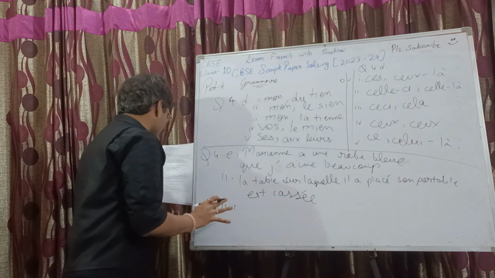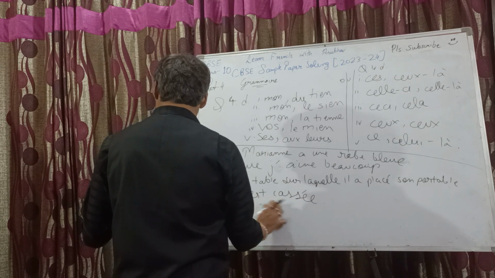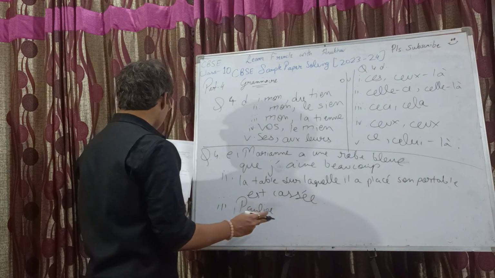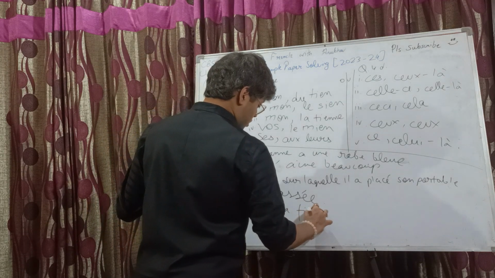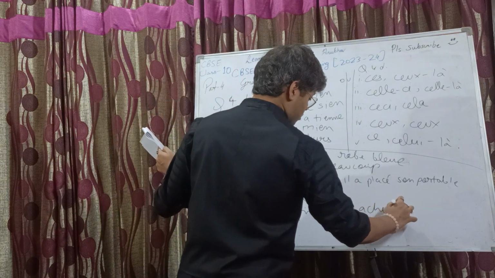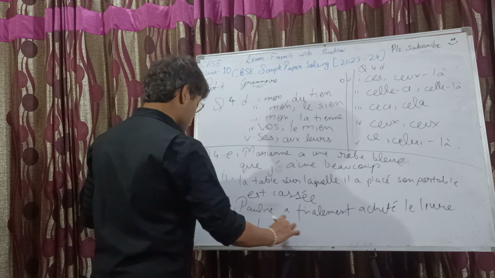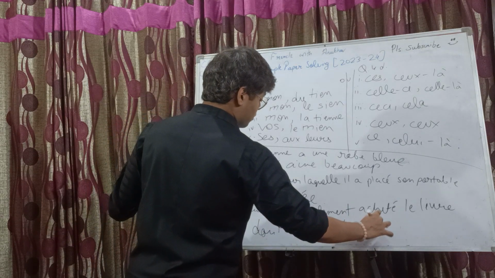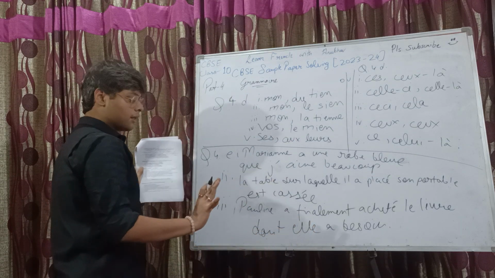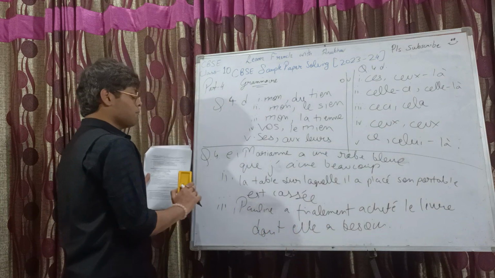Anyways. So, Pauline a finalement acheté le livre dont elle a besoin. En replaced by dont. Okay. Don't make this mistake. The marks will get deducted. So, le livre dont elle. Don't write elle en a besoin. It's elle a besoin. Because it's already replaced.